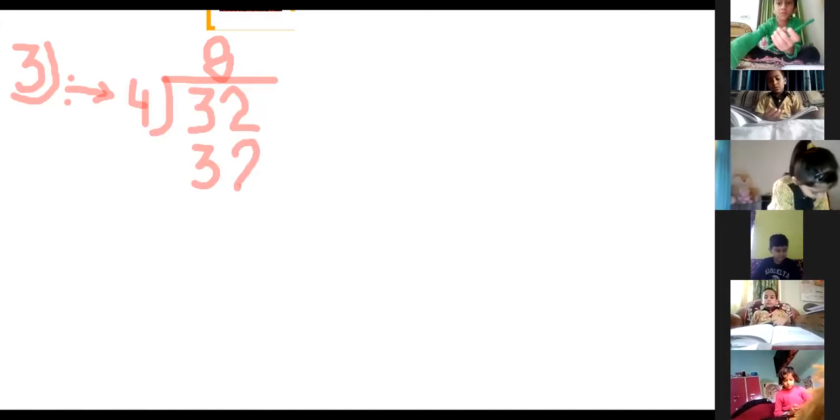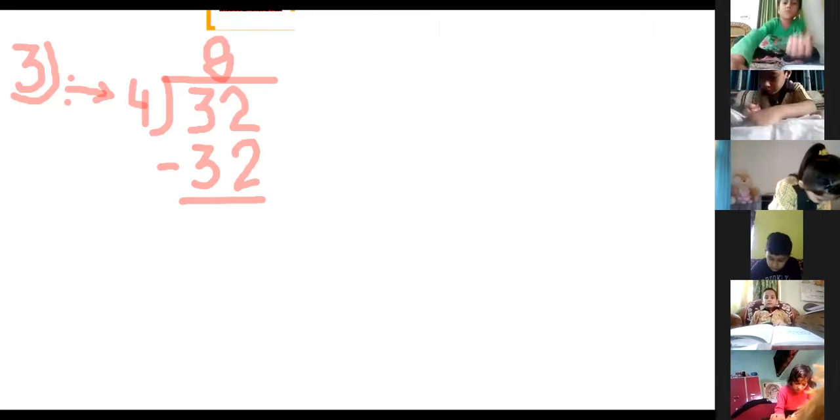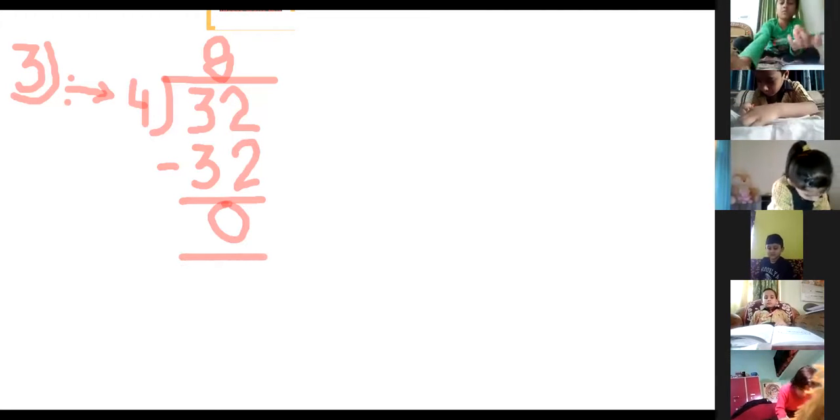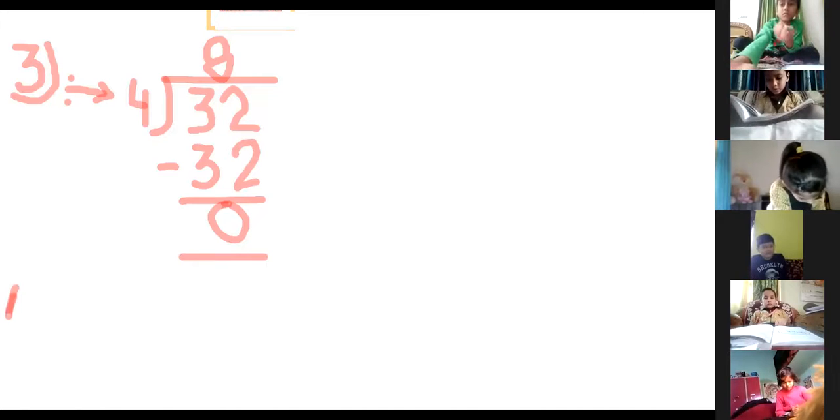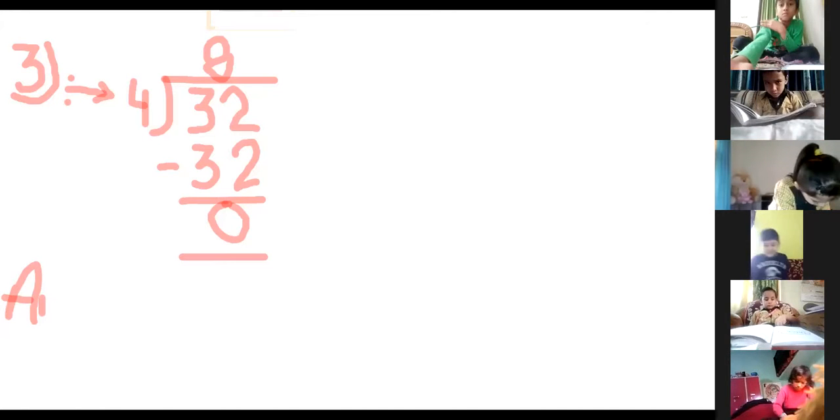Now we will subtract both of them. 32 minus 32 is 0. So we can make 0 here or we can put a cross here. It is your choice. Now what will we do? We will write down the answer here.